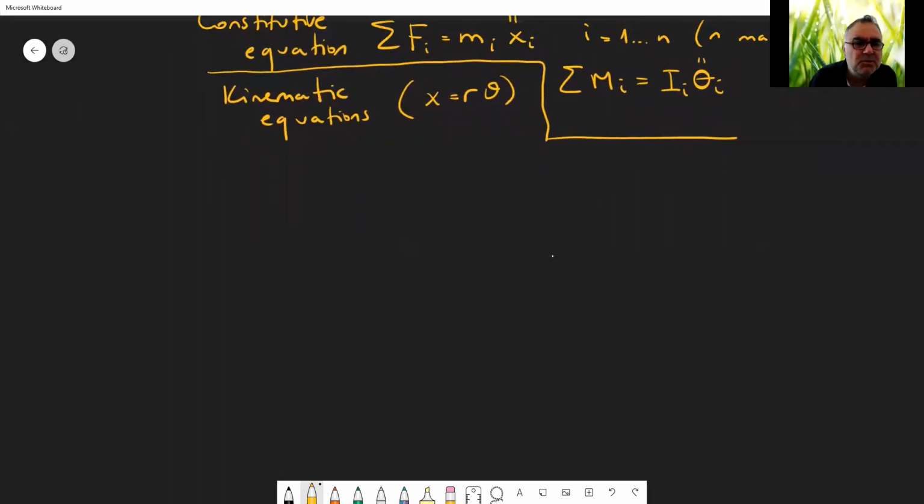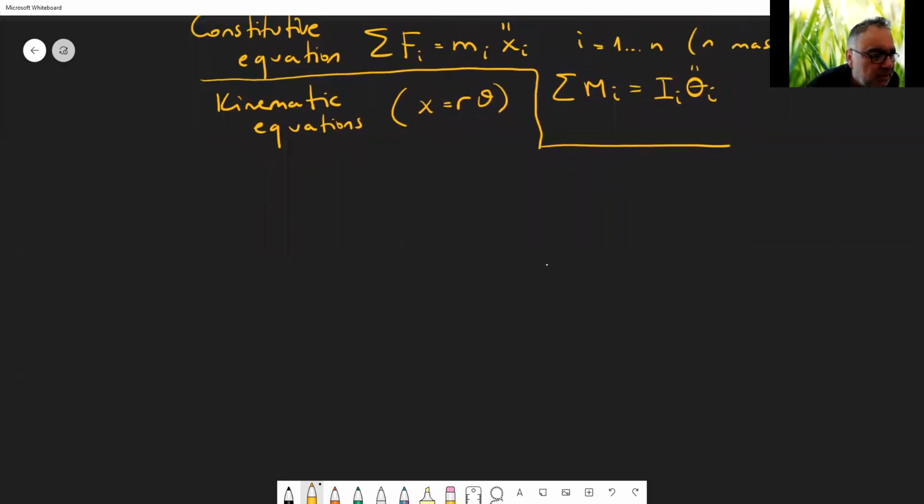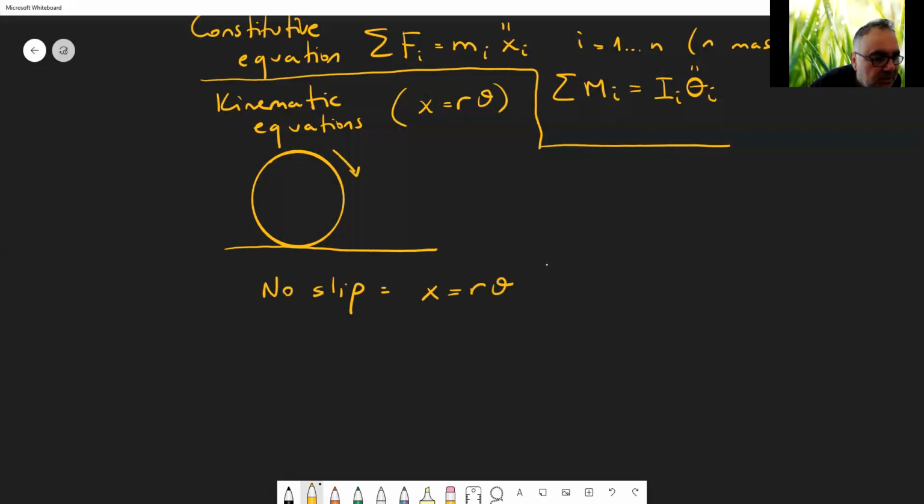Okay, I don't want to go into this. It is a question of dynamics. You should have learned this in the dynamics class. But anyway, let me repeat this a little bit. If there is no slip, you have x equals r theta, right? This is theta, and this is x, right? If there is slip, x won't be equal to r theta anymore.